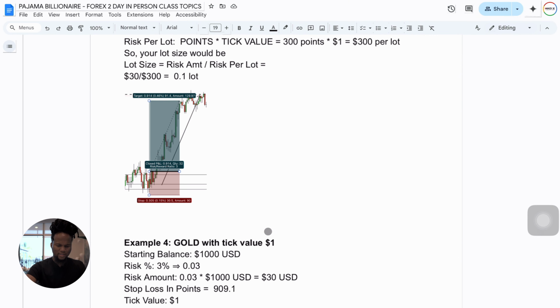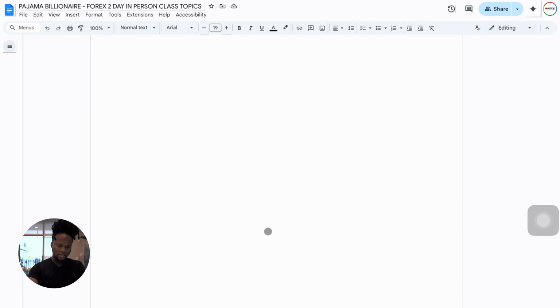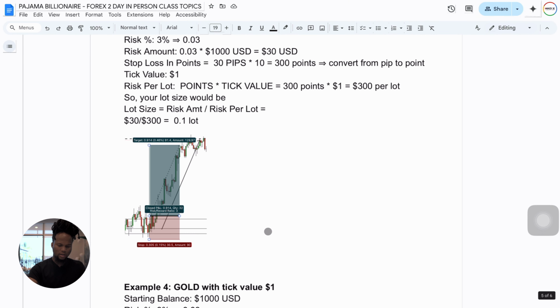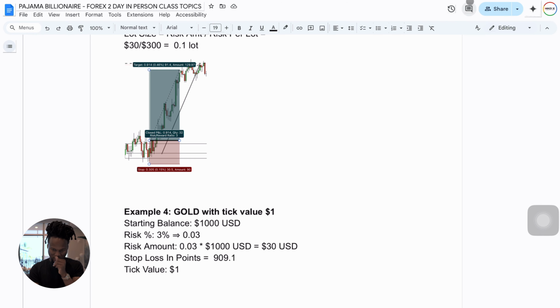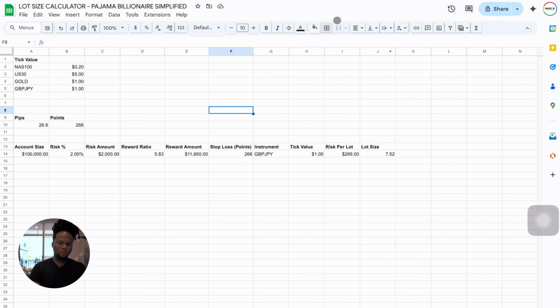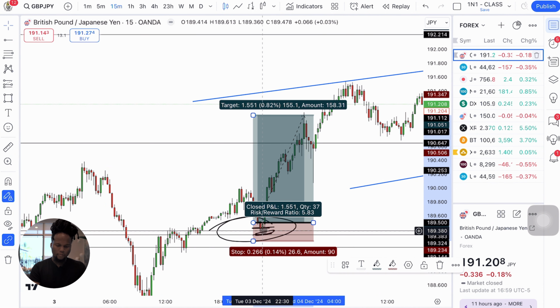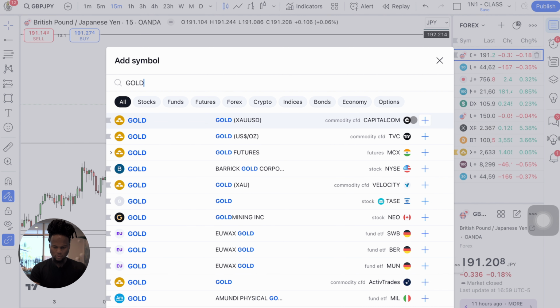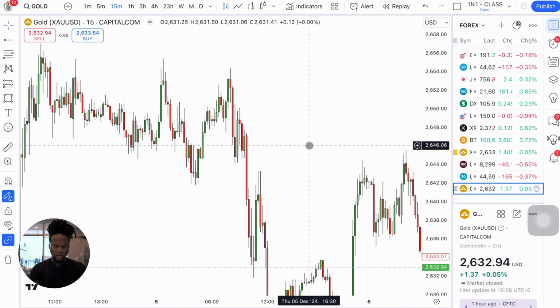So these are just some more examples. I'm going to actually include them in this so you guys can see and know how to calculate the different stuff. But everything is already calculated for you. All you need to do is go on the TradingView chart and, for example, you're going to do gold. Selecting gold on the chart, so I got gold here.